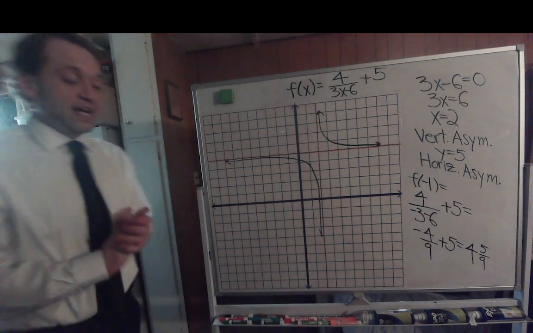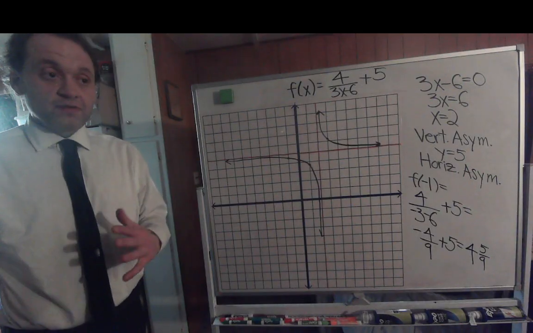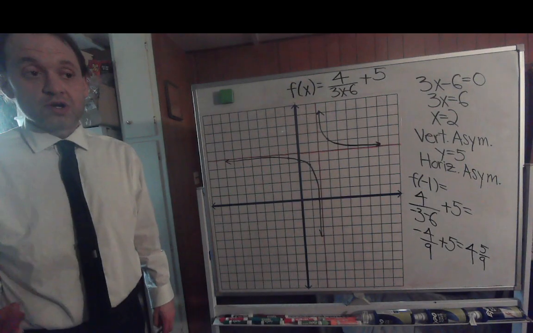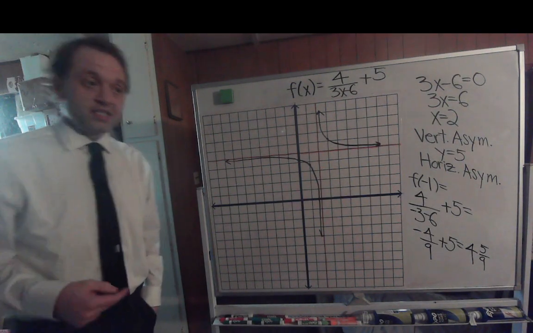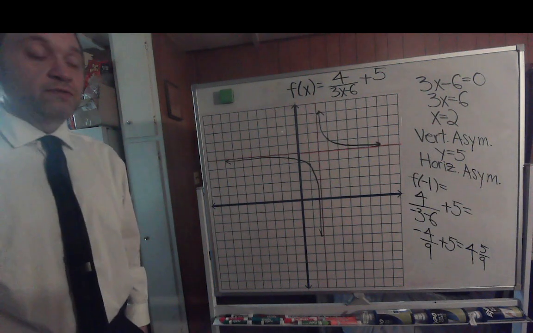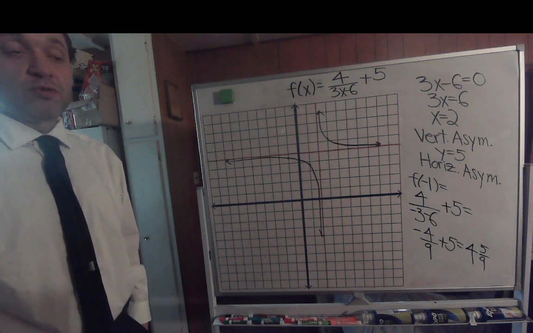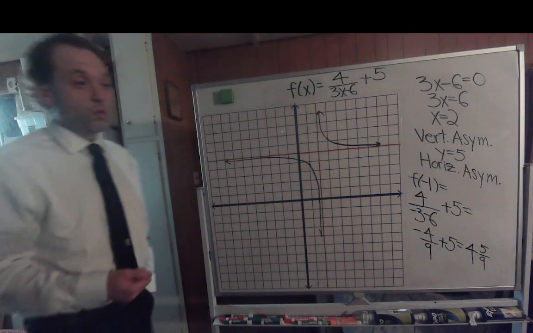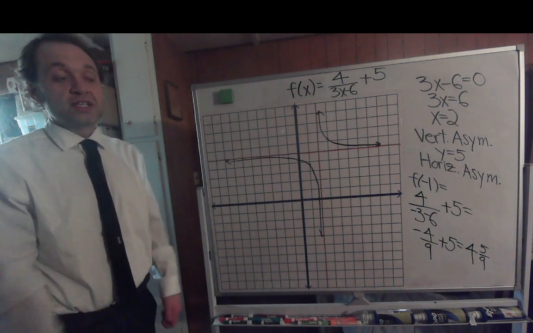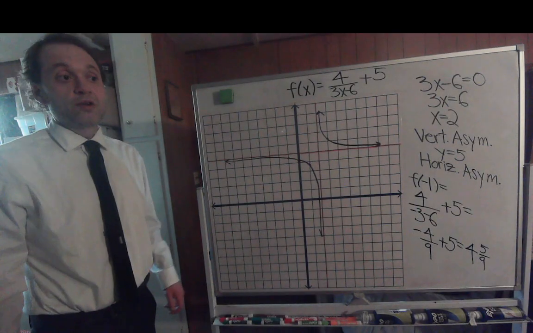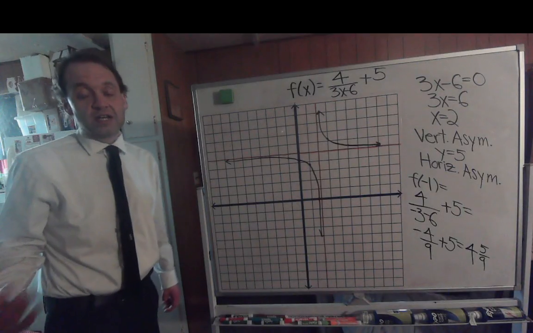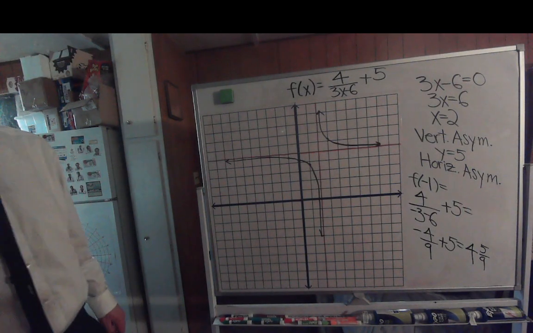So really, that's it for basic rational functions. The next lesson, we're going to do this in 3 parts. The next lesson will be about graphing rational functions where the degree of the numerator is less than the degree of the denominator. And then after that, we'll do where the degree of the numerator is equal to the degree of the denominator. Then after that, we'll do when the degree of the numerator is greater than the degree of the denominator. So we'll have 3 lessons on graphing these.